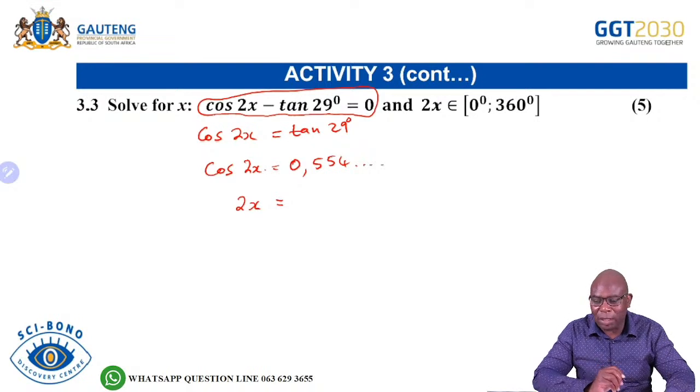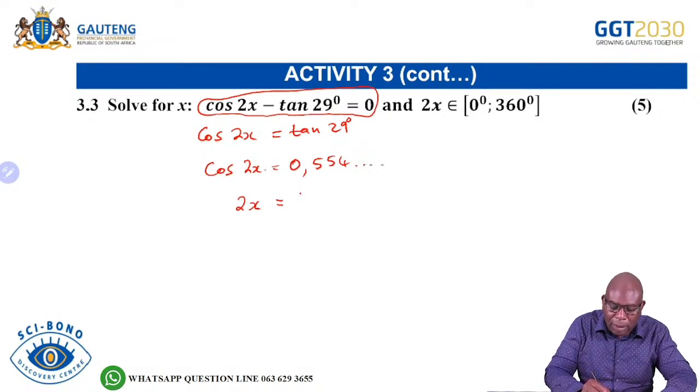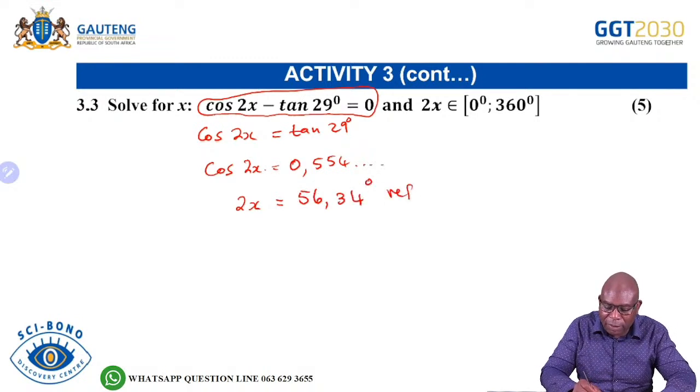So now the 2x, how do I get this? For the 2x, I need a reference angle. My reference angle, if I go to my calculator and say shift cos of 0,554 and all those decimals, then I get 56.34 degrees. And this is my reference angle.